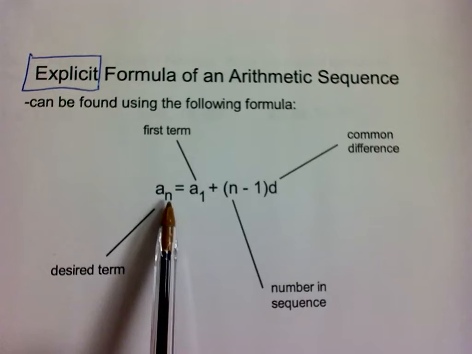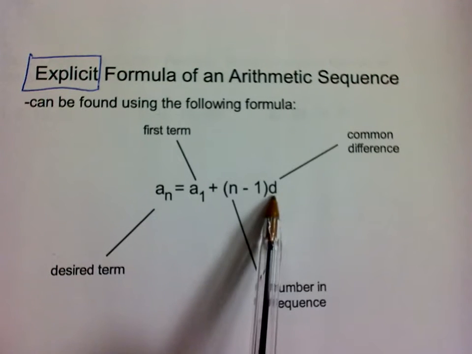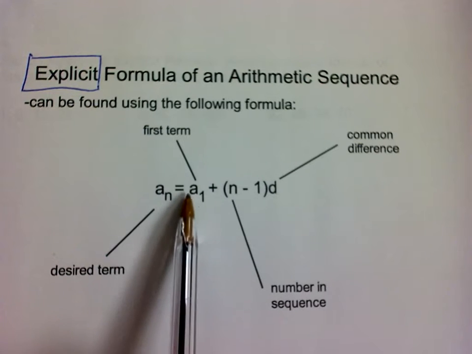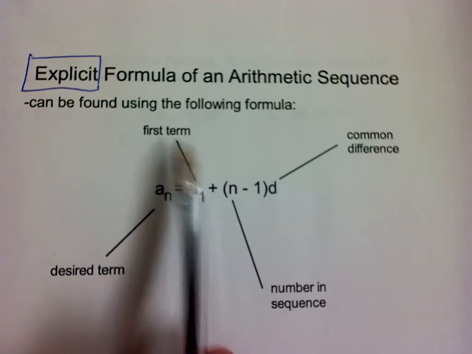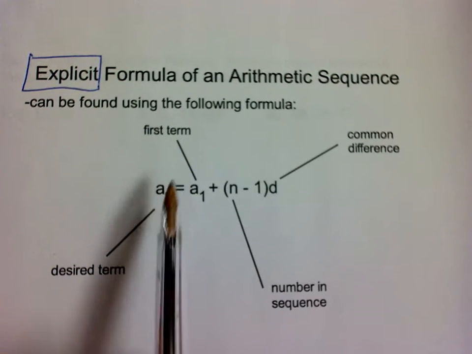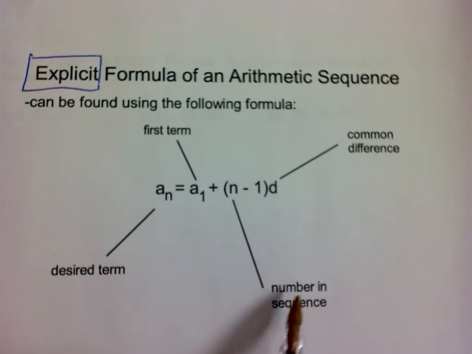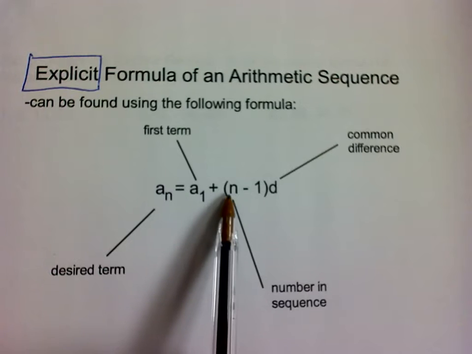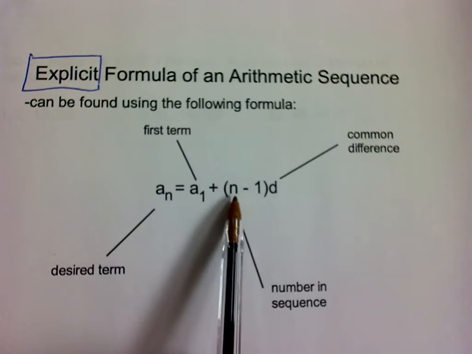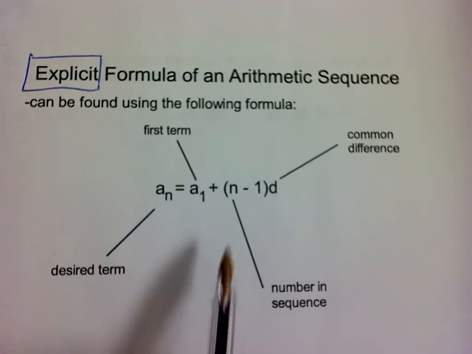For instance, we do still have our desired term a sub n, what we're trying to find. We still have our common difference of d. All right, and as we said yesterday, we mentioned a sub 1 being the first term of a sequence. If we had to use a sub 2, that'd be the second term. A sub 3 would be the third term. We will notice that we now have an n by itself right here, or the n minus 1. n represents the number in the sequence.